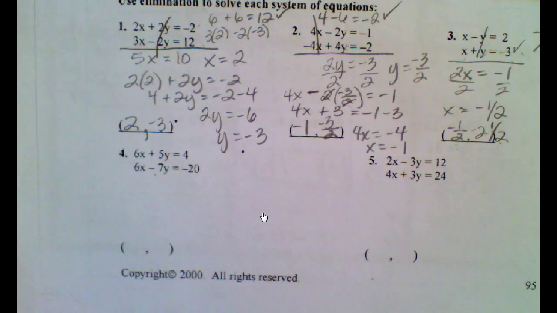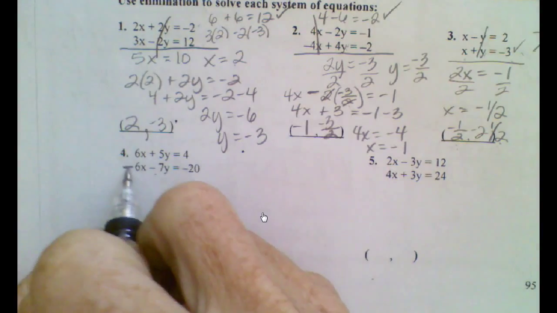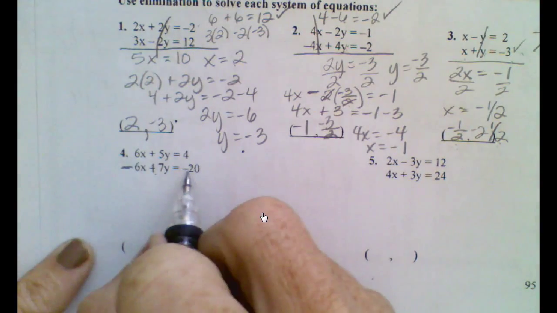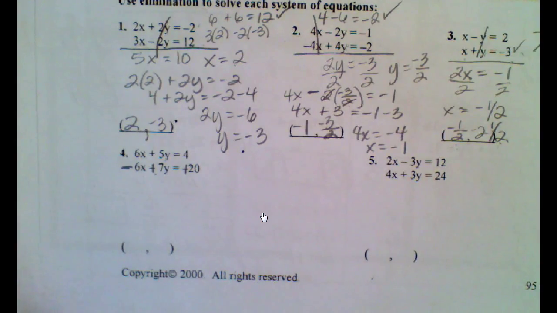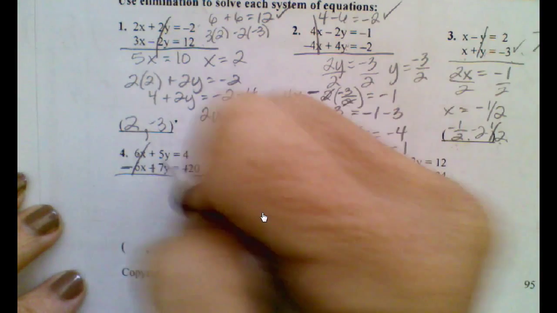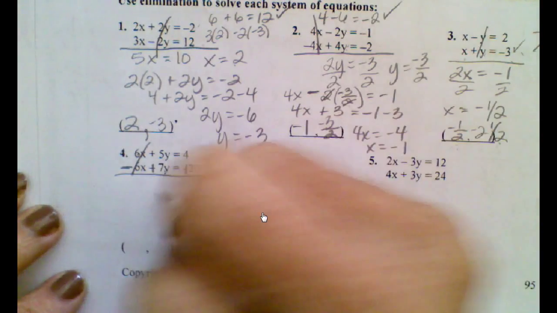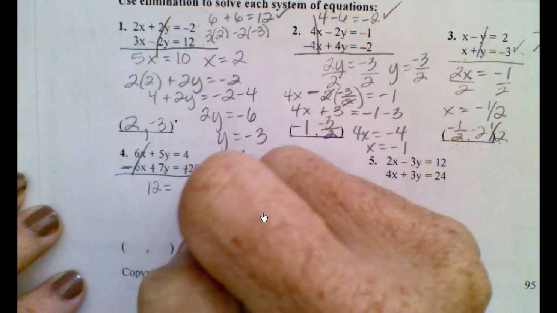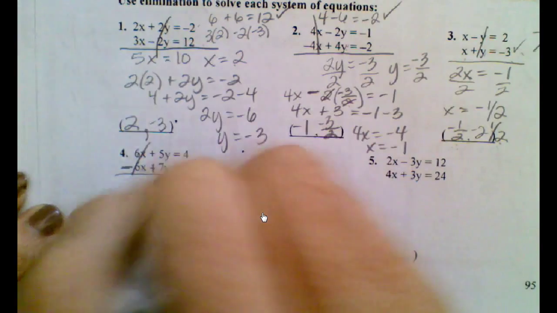You have to flip all the signs of one, which would be essentially what we're doing by multiplying by negative 1. So which one do you want to flip? I would flip the bottom one, right? So this would change to negative x plus 7y plus 20. Good. Now do you have a term that cancels out? Which one? My x terms cancel. What's 5y plus 7y? 12y. And what's 4 plus 20? Oops, forgot my y in there.